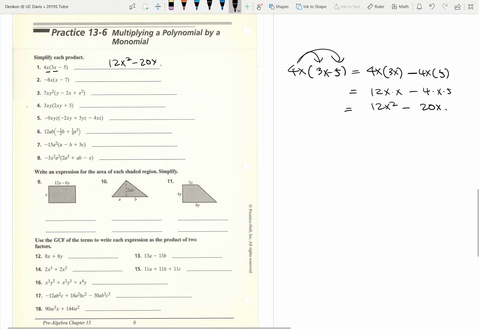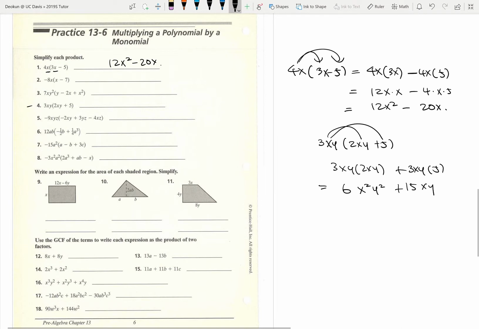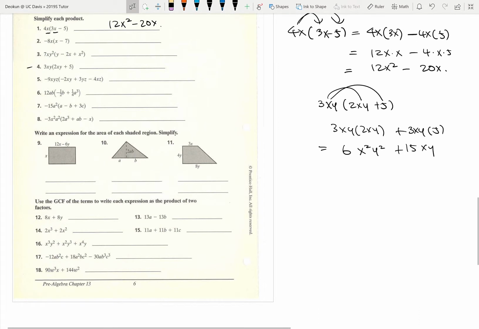Now let's try moving on to number 4. 3xy is being distributed to 2xy and 5. If you distribute that, you get 3xy times 2xy plus 3xy times 5, which gives you 6x squared y squared plus 15xy.